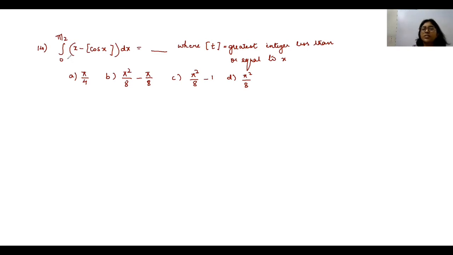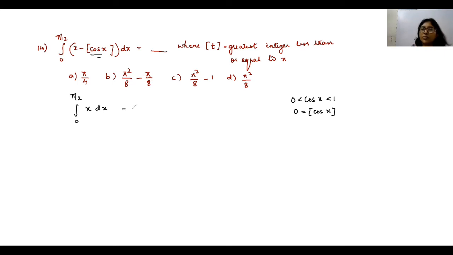Yeah, over to the next question. Here we have 0 to pi by 2 of x minus integer part of cos x. Now the value of cos x in this interval is between 0 and 1. So we have all values, or when we take integer part of this, it is going to be 0. Because we'll have like decimal value 0.1, 0.2 and the integer part is 0. So this part is gone. We just have to integrate x.